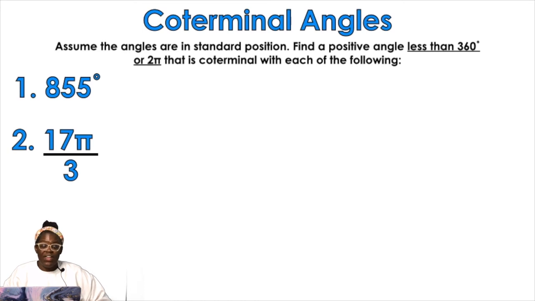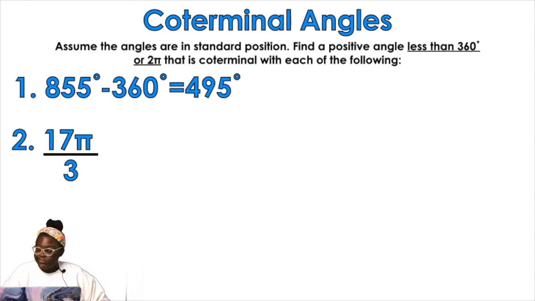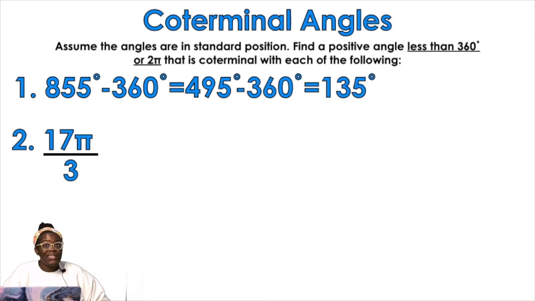Okay? So if I have 855, I need it to be less than 360. What are we going to do? Add or subtract? We're going to subtract, baby. And we get 495. Is that less than 360? We got to subtract again. 135. That's less than 360. Boom.